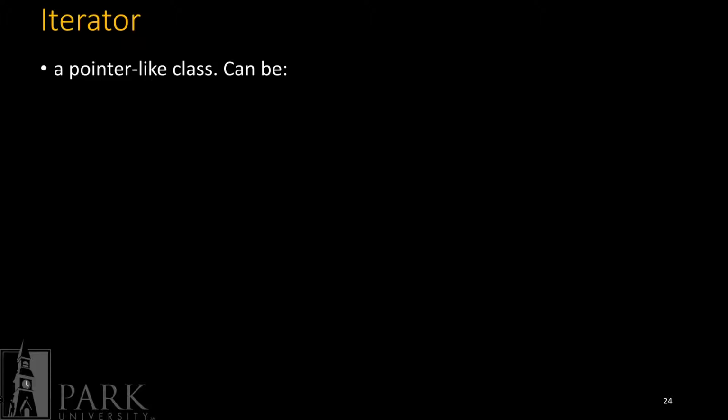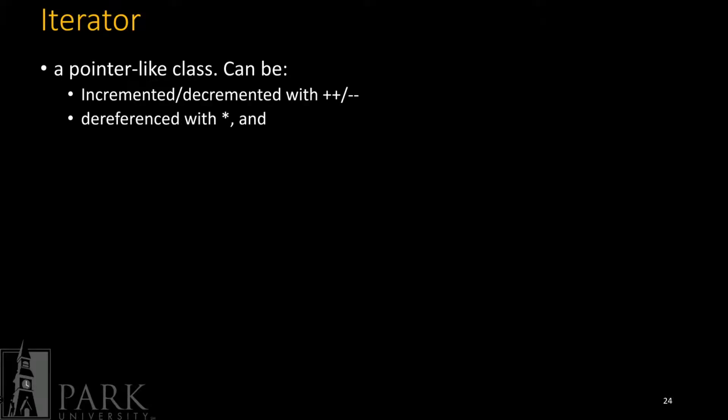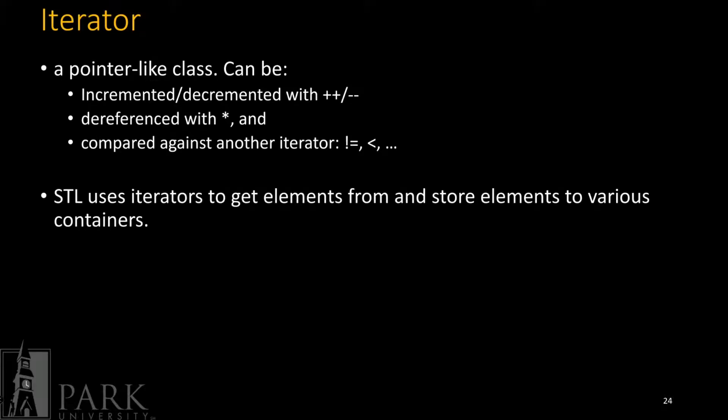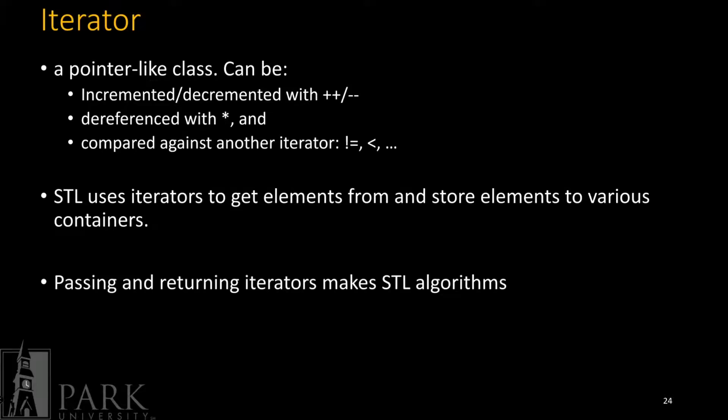As I stated earlier, an iterator is a pointer kind of class. Iterator objects can be incremented or decremented, dereferenced, and compared against another iterator. The standard template library uses iterators to access elements of containers. Additionally, you can use iterators as function parameters or the return type.